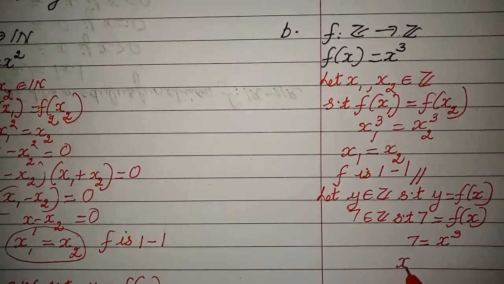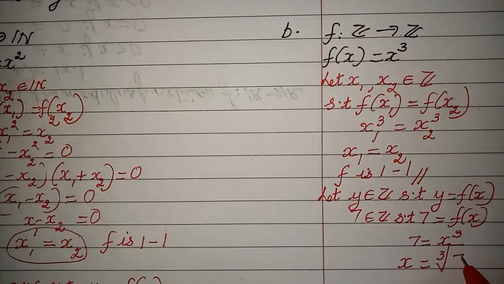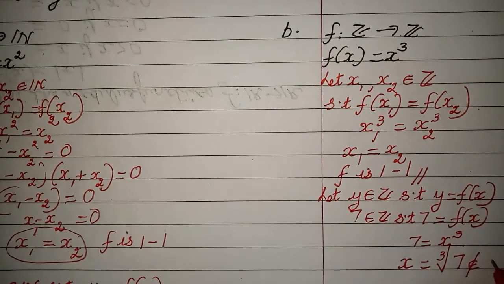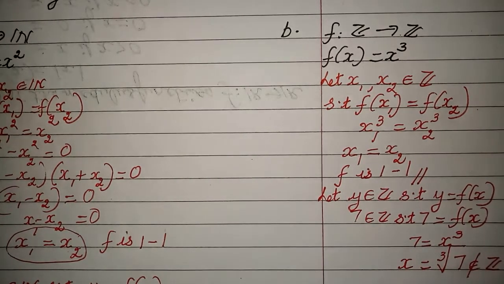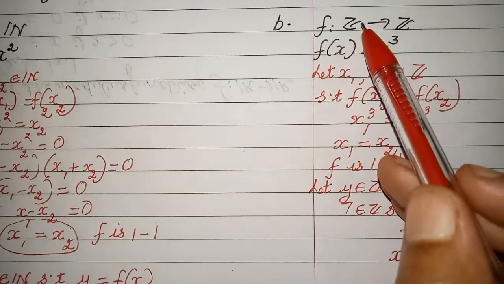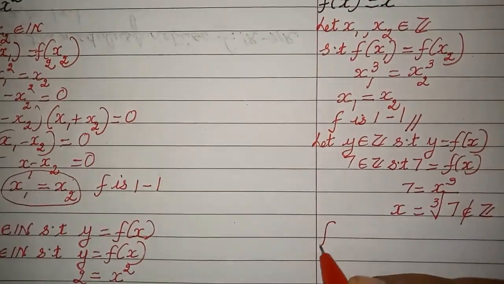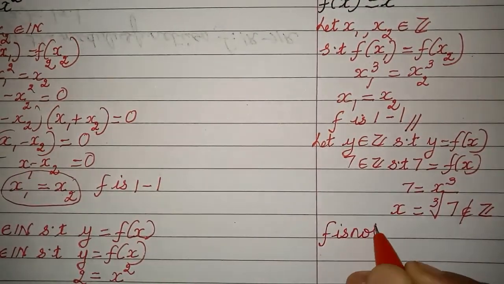So what will happen, children? Your x will be equal to the cube root of 7. Right? The cube root of 7 is not a rational number. It's not an integer. It's an irrational number. So what happens? I am able to find a pre-image, but this pre-image does not come in my set of integers. So again, this is not going to be an onto function.